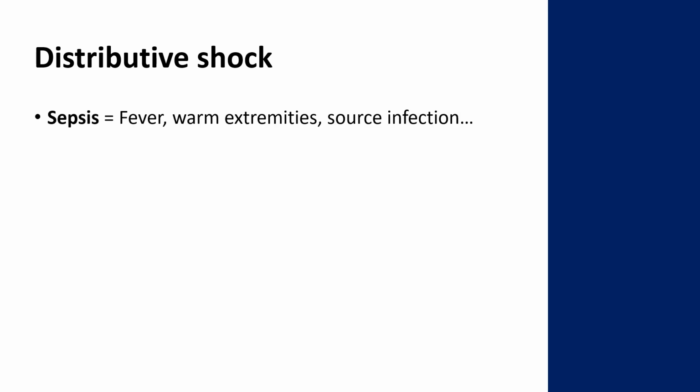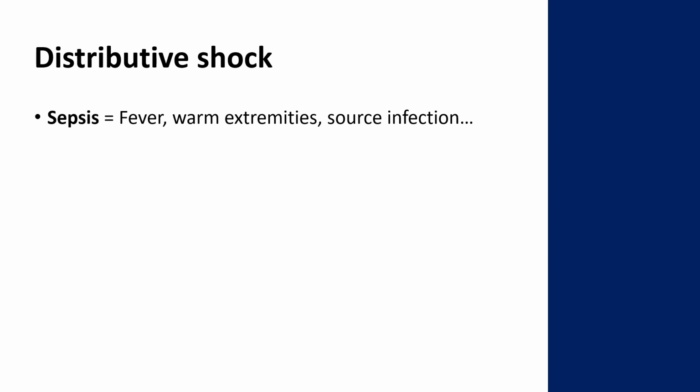There are a couple of classic forms of distributive shock that you'll see. Sepsis is probably the most common example of that, where an infection leads to inflammation, which leads to this sort of vascular dilation. And usually you can pick up on sepsis because the patient might be febrile, or some people say they have warm extremities instead of cold extremities.